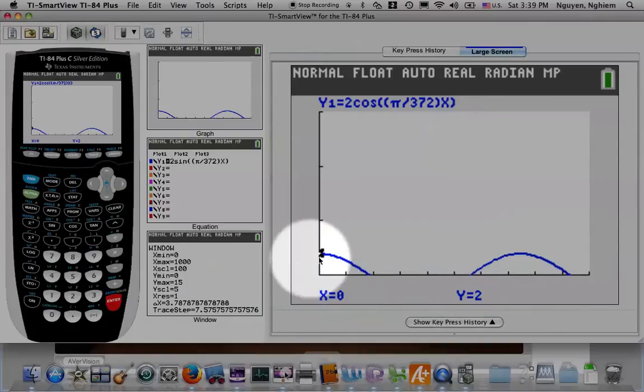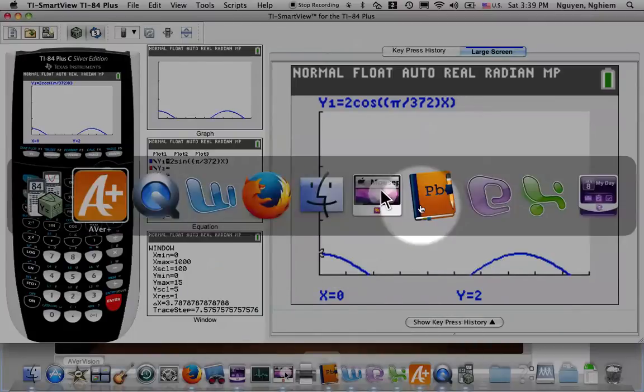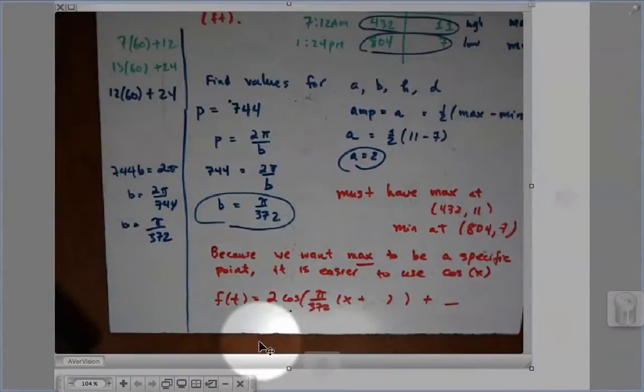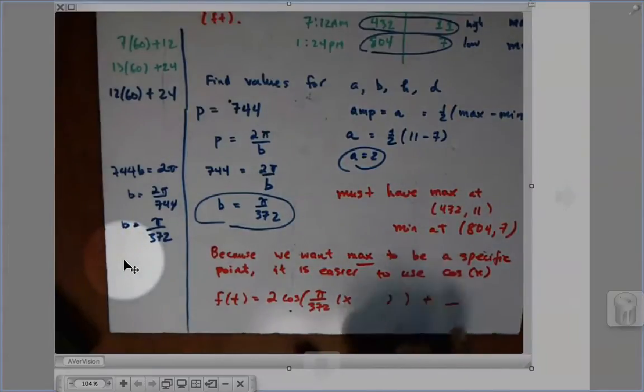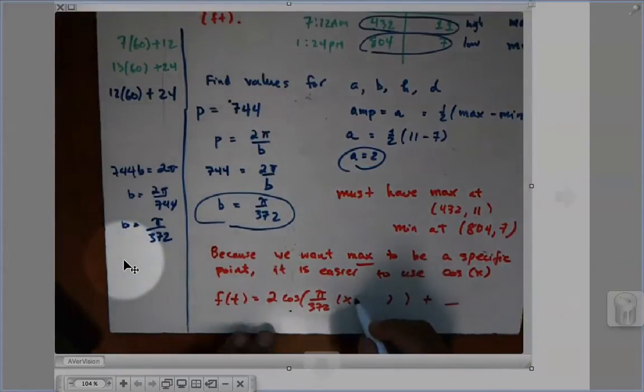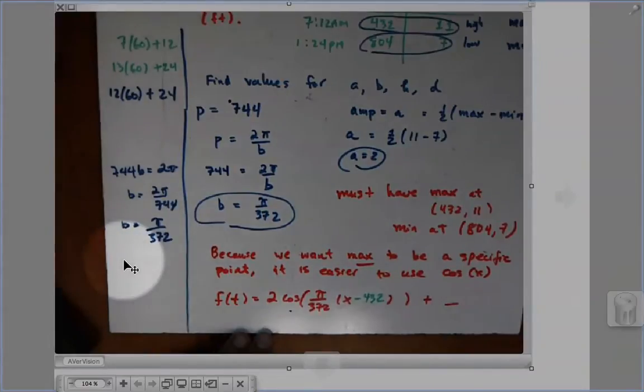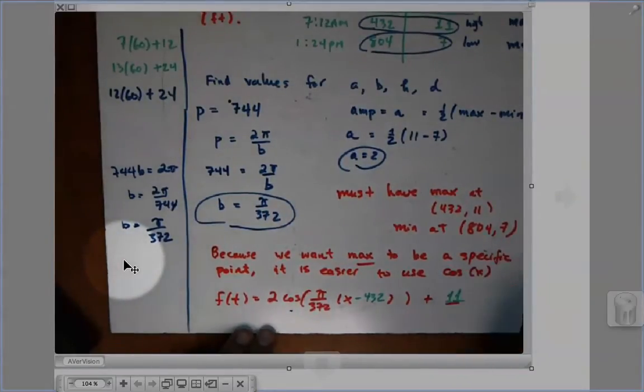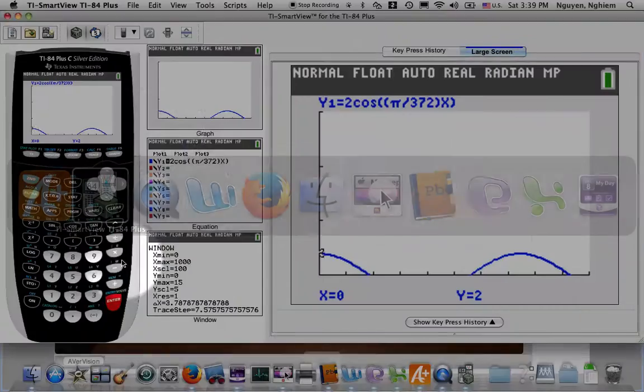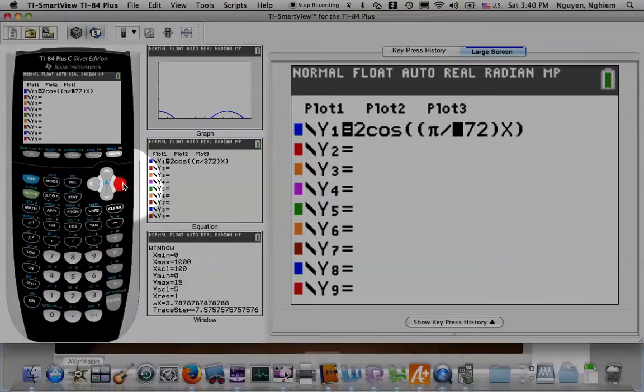So all we need to do is take this point and drag it up to 432.11. To do that, we just need to subtract 432 because it's got to go to the right 432 units, and go up 11. Okay? And that will give you your answer. So let's see if that in fact works. And you just have to be careful to use parentheses whenever you're doing these problems, just to make sure that the order of operations doesn't mess you up here.